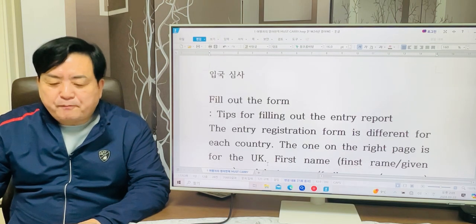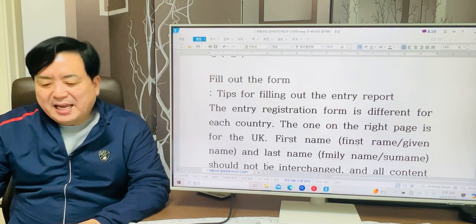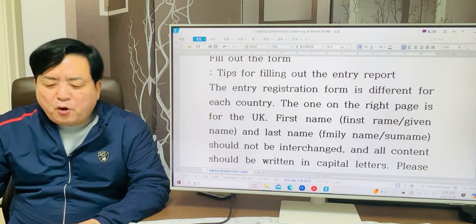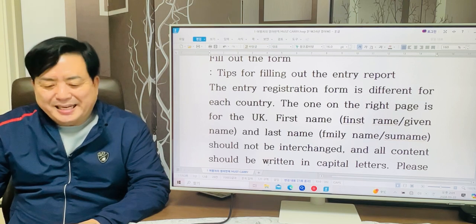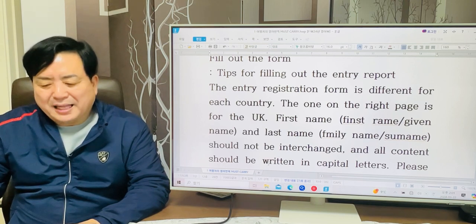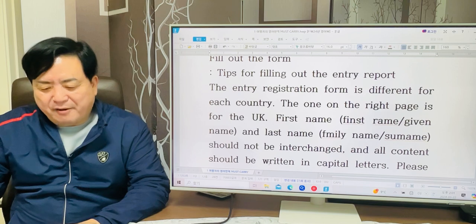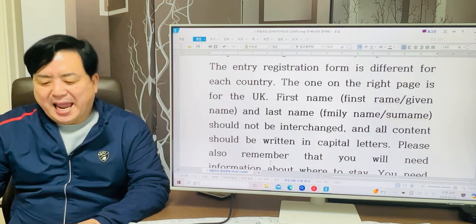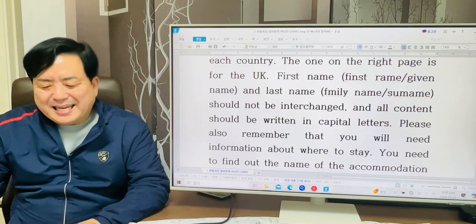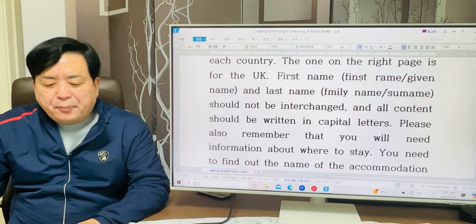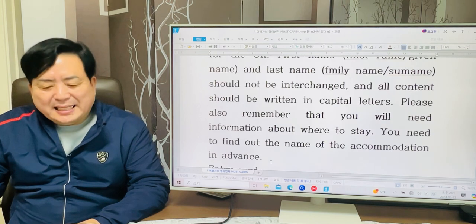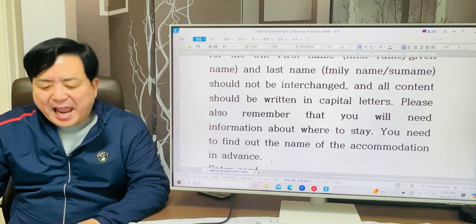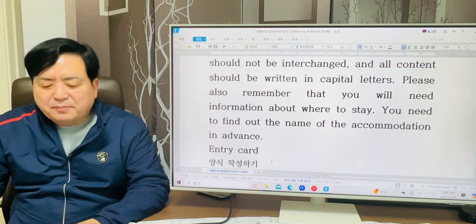Now, fill out the form. Tip for filling out the entry report. The entry registration form is different for each country. The one on the right page is for the UK. First name and the last name should not be interchanged, and all content should be written in capital letters. Please also remember that you will need information about where to stay. You need to find out the name of accommodation in advance.